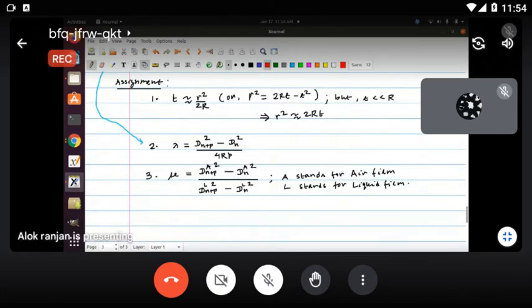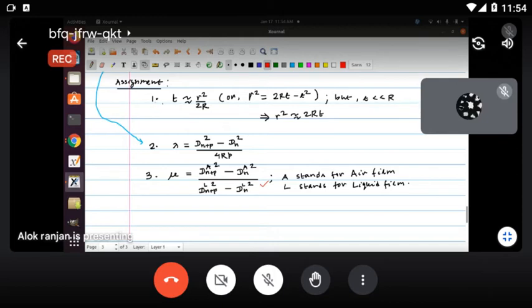A transparent liquid with a refractive index mu, and we can also determine the refractive index of the transparent liquid by using this relation. And you need to derive this. So these three belong to your assignment problems.